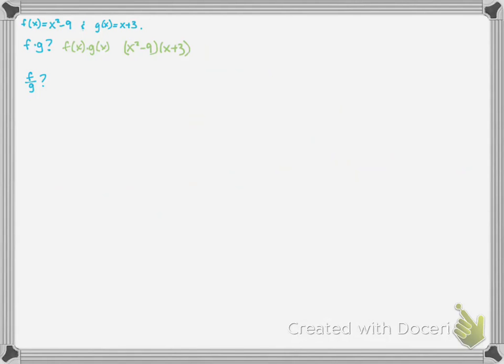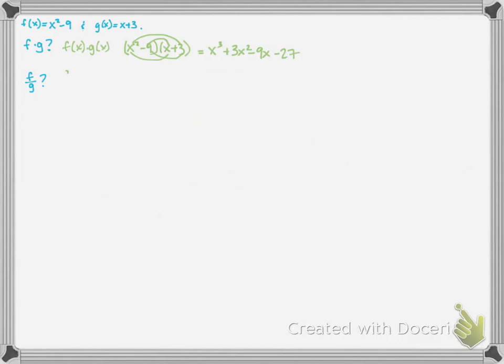So in this situation, since I have two binomials, I'm going to FOIL. So x squared times x gets me x cubed. My outside, I got x squared times 3, so 3x squared. My inside is negative 9 times x, so negative 9x. And my last is negative 9 times 3, so minus 27. And there are no like terms to combine.